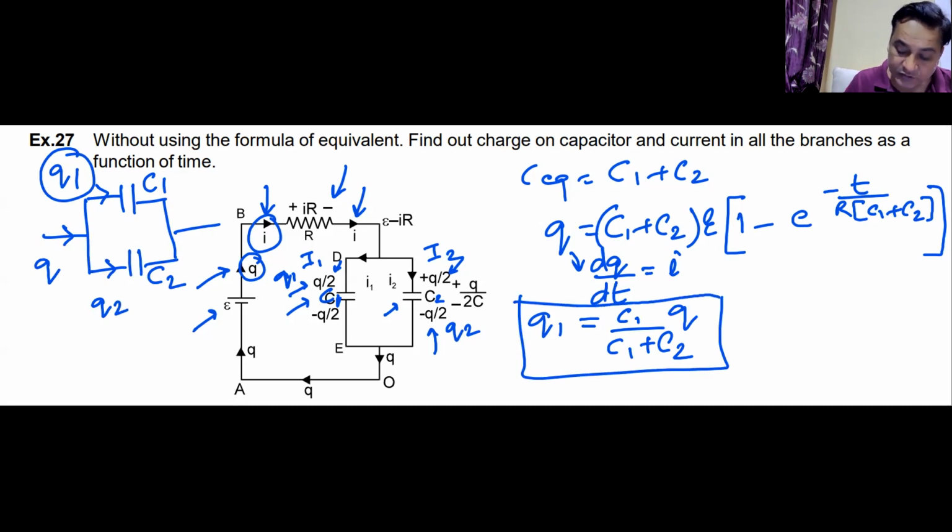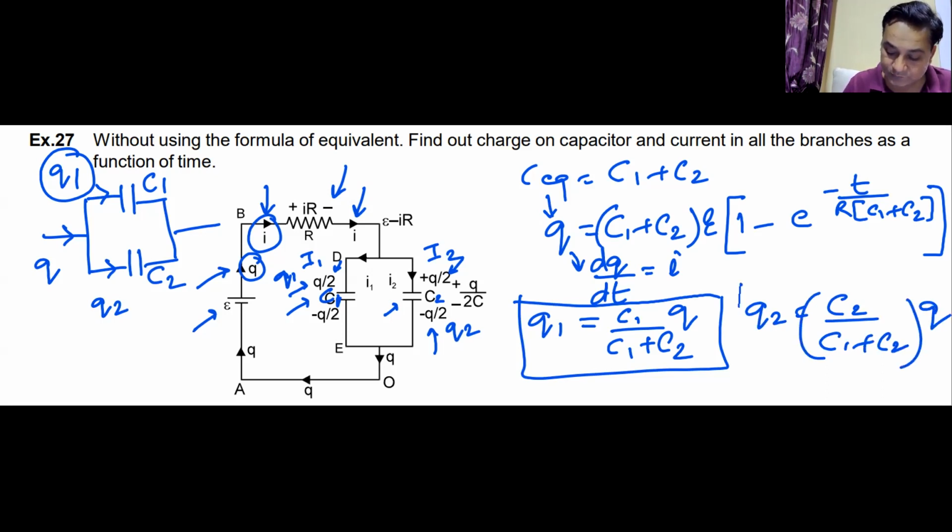You know the value of Q. You can find out the value of Q1. Yes or no? Yes, sir. So it will be C1 into E into 1 minus e to the power minus t by whatever. Yes or no? Yes, sir. Similarly, your Q2 will be equal to C2 upon C1 plus C2 times Q. Yes or no? Yes, sir.